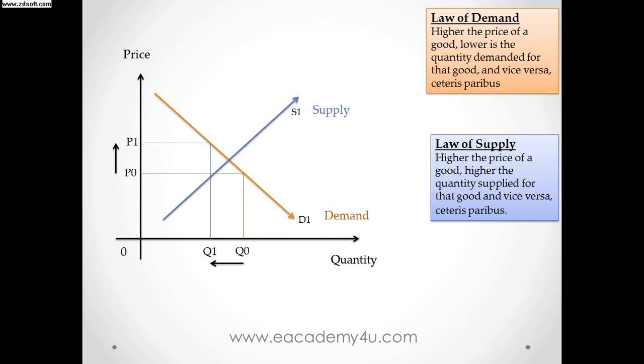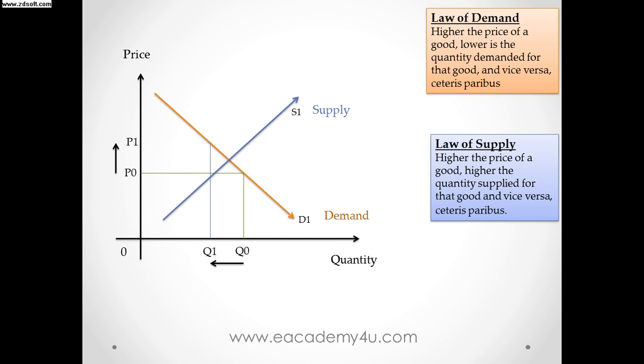It is the same with supply. So let's say the price increases, and it moves up along the supply line. If the price increases, the quantity supplied goes up. So with demand, if the price increases, the quantity decreases. But in supply, if the price increases, the quantity increases.